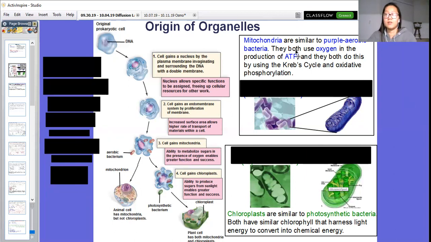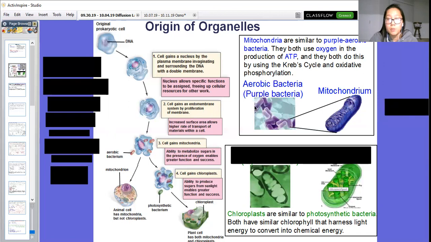So the more specific reason why we have this endosymbiotic theory is because mitochondria are similar to purple aerobic bacteria. So they both use oxygen in the production of ATP, which is our energy molecule. And they both do this using the Krebs cycle and oxidative phosphorylation. And we'll talk about these processes in more detail in our actual cellular respiration and photosynthesis unit. But if you compare purple bacteria and mitochondria, their structures are really similar, their jobs are really similar, their processes are really similar, which is why we think that at some point cells envelop them and now they're just incorporated as part of a cell.